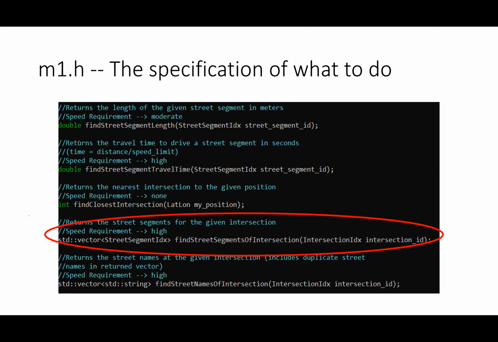Okay, so the function that we're actually going to mostly focus on in this tutorial is this one. It's find street segments of intersection. It takes as input one number, the ID of an intersection, and it returns a vector, which are the IDs of all the street segments that connect to that intersection. So it's a little piece of our graph. And there's a little bit of extra information here. It says the speed requirement for this is high, so we're going to also have to make this fast.